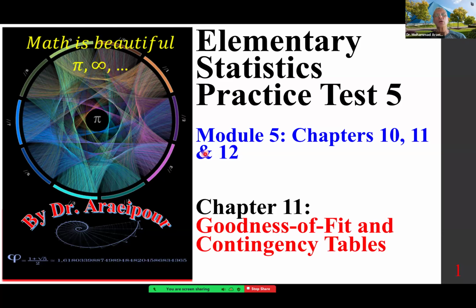Good morning, class. We are looking at Module 5, covering chapters 10, 11, and 12. Here's chapter 11: Goodness of fit and contingency tables.